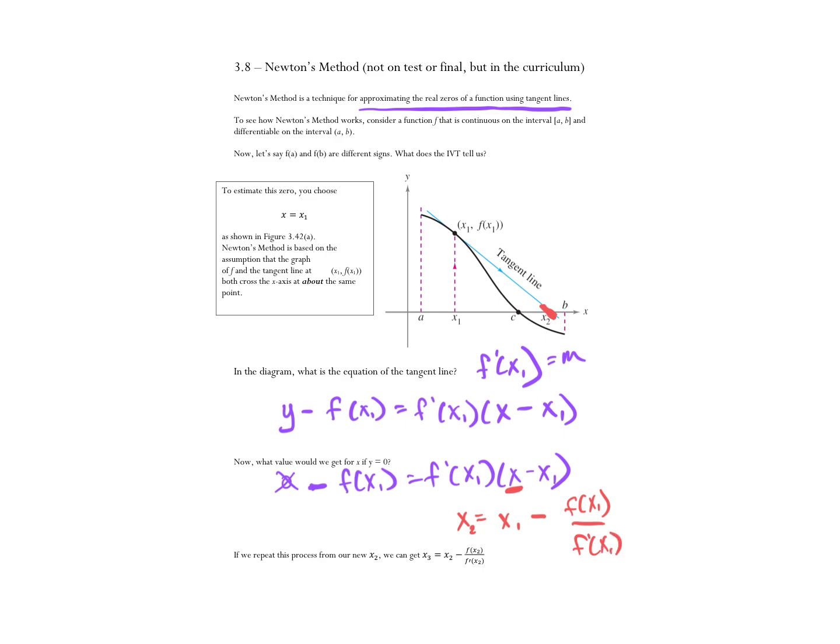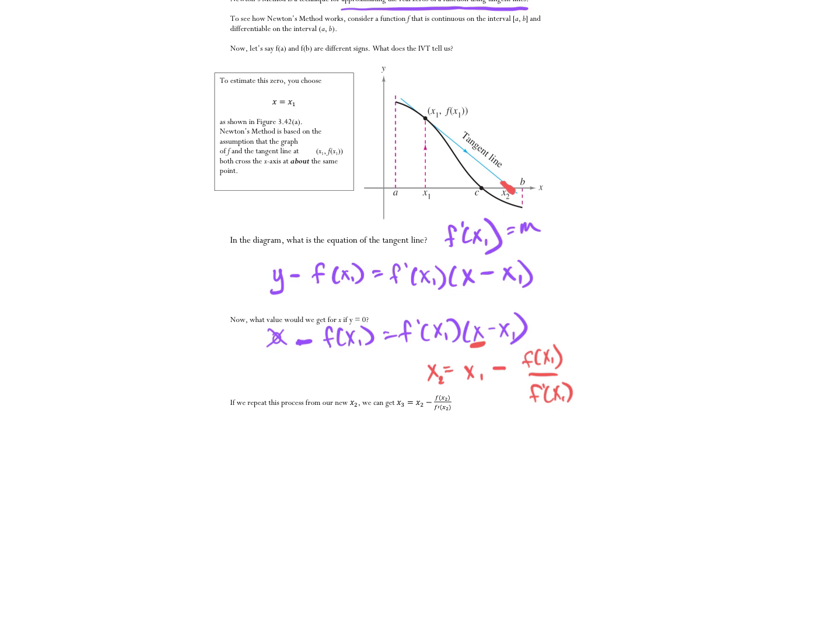So now if I want to get closer, I find this one, and now I'm trying to find where this line equals 0, so x2 becomes x3, x1 becomes x2. And so we can do this repetitive process to get us to a new estimate each time.